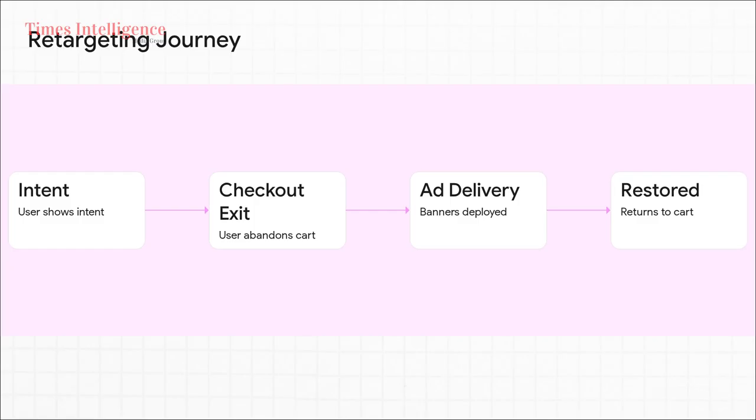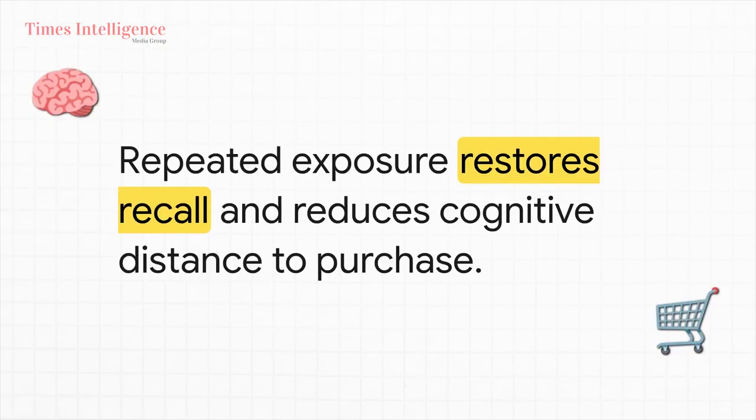Step 3 is automated ad delivery. Targeted visual banners start appearing across the display networks, content feeds, or apps that the user visits next. This actively fights off that distraction, leading straight to step 4, restored intent. The system practically captures that abandoned cart and gently guides the customer right back to the checkout environment, keeping the whole conversation alive.